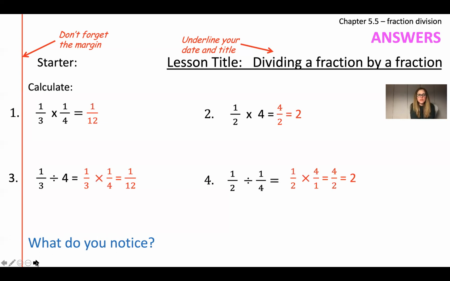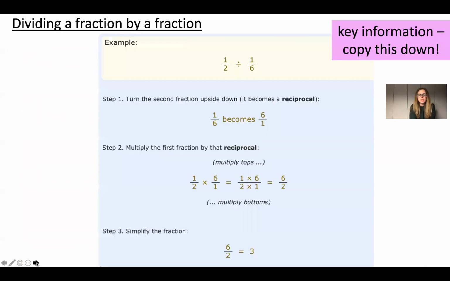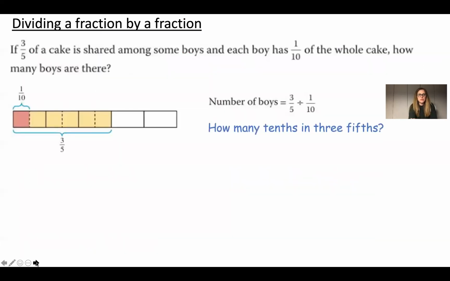So what do you notice? Again, hopefully you're getting the idea now. Dividing by a number is the same as multiplying by its reciprocal. You don't need to copy this down. You've got the keynotes from our earlier video.